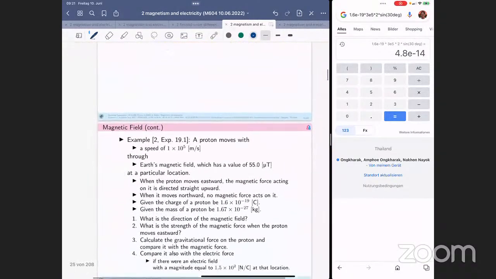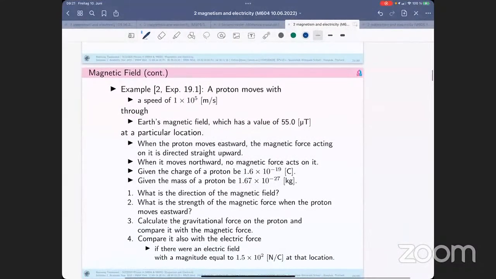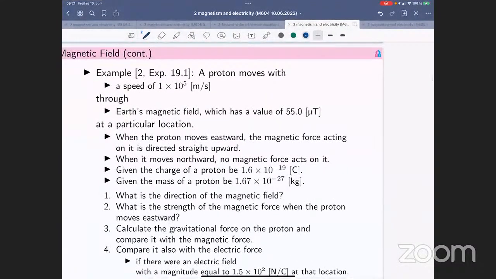Let's move to the next example. A proton again, the same particle, a proton which is made of 2 up quarks and 1 down quark, moves with a speed of 1 times 10 to 5. Please keep in mind that this value is a little bit far from the speed of light, so it's no problem, we can still use the typical formula.